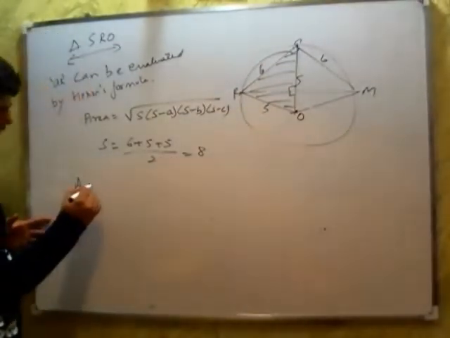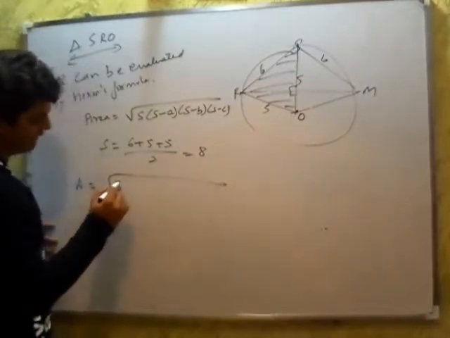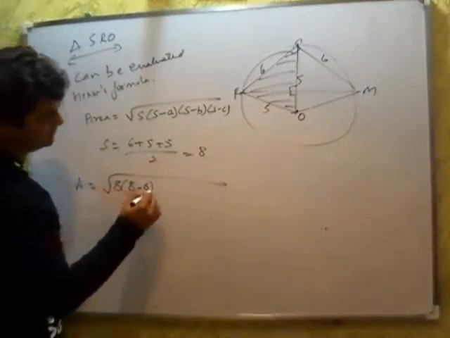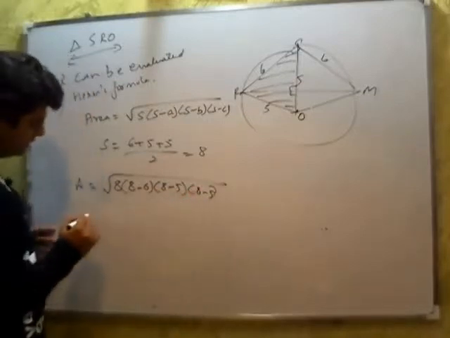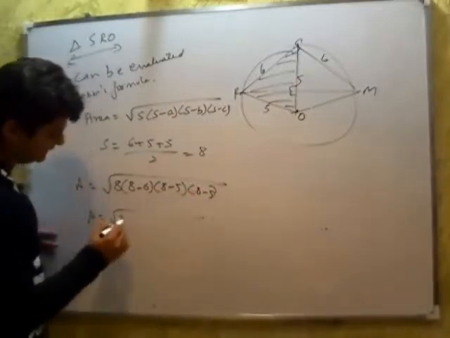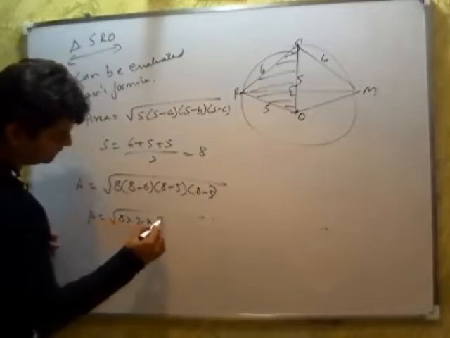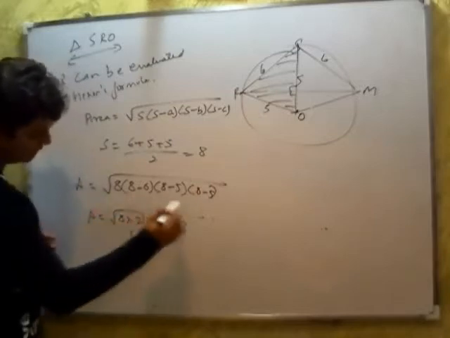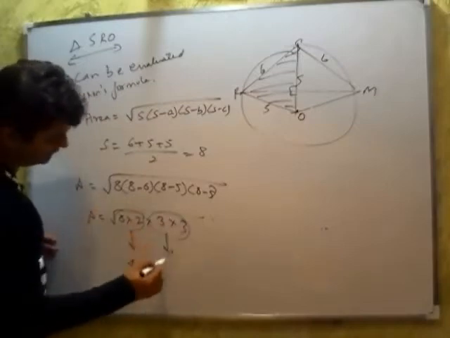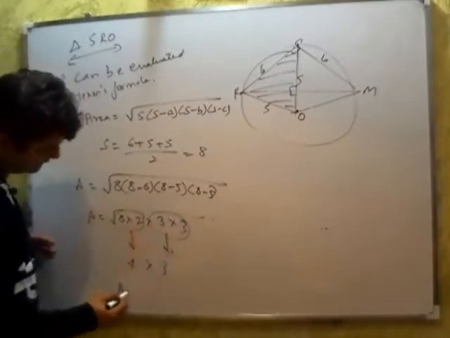So area equals 8 into (8 minus 6) times (8 minus 5) times (8 minus 5). And you land up with something like this in front of you. This is 16, you land up with 4 as you are looking at the square root. This is 9, you land up with 3. And eventually you get the area is equal to 12.